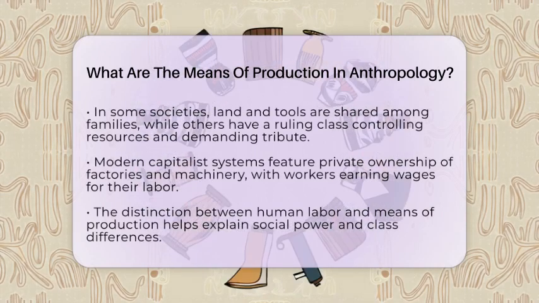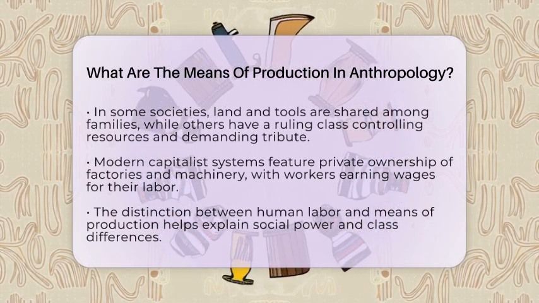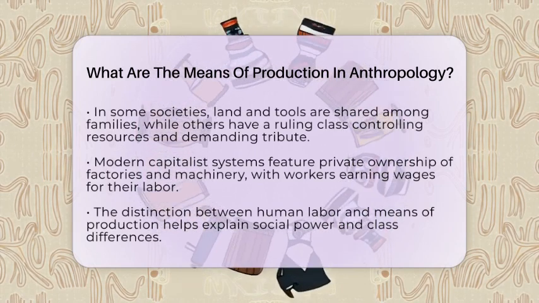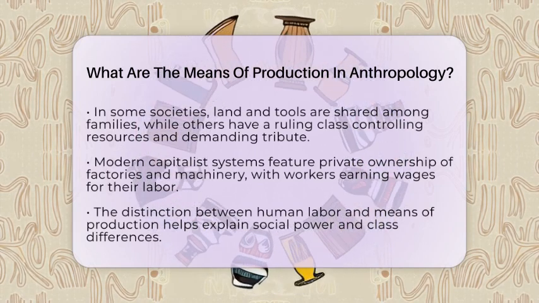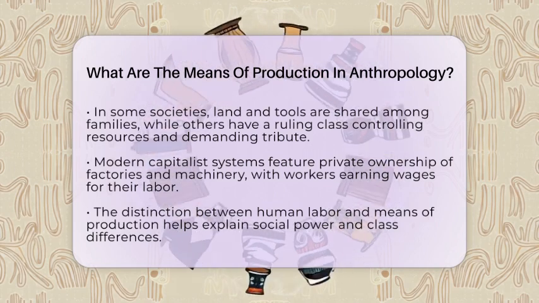Anthropologists also distinguish between labor and the means of production. Human labor is the work people do, while the means of production are the tools and resources they work on. This distinction helps explain social power and class differences.